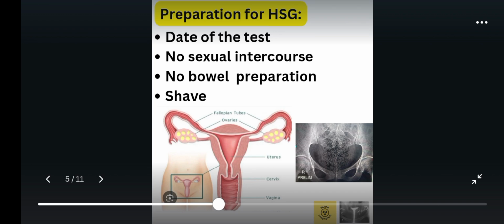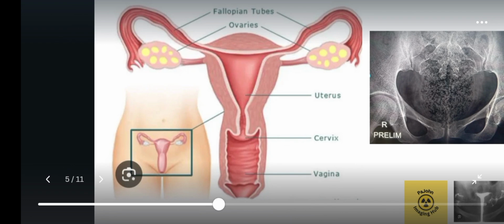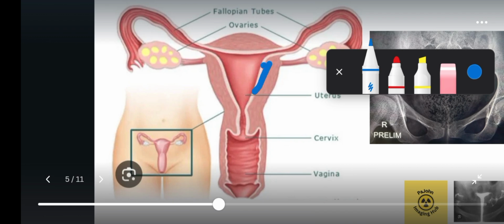Let's look at how the preparation we do for HSG. Now, in choosing of date for the test, there are things we put into consideration. We don't want to do the test when the inside of the womb is denuded or engorged. Denuded in the sense that during menses, the layers, the surfaces of the womb is shed, and that is what flow as menstrual flow.